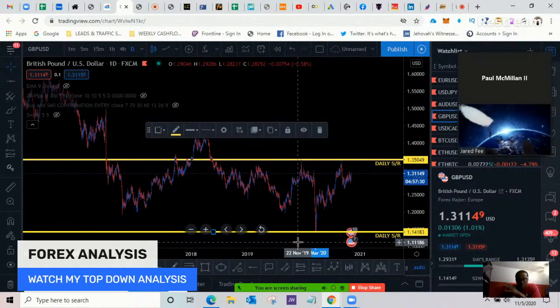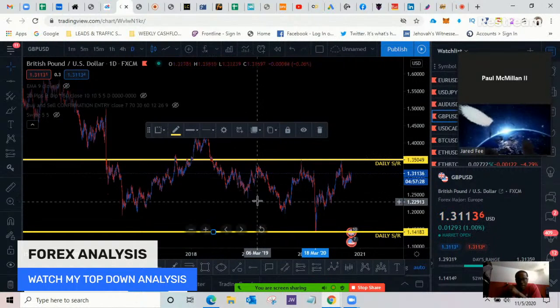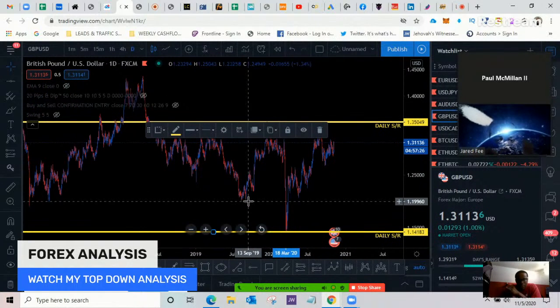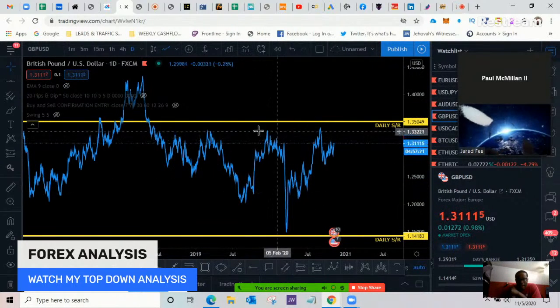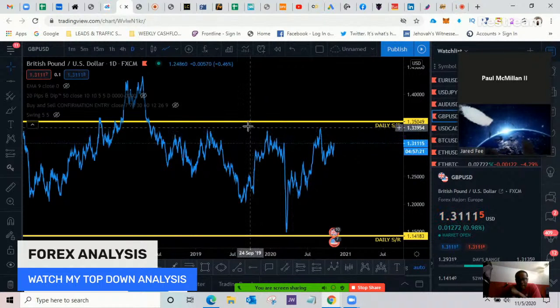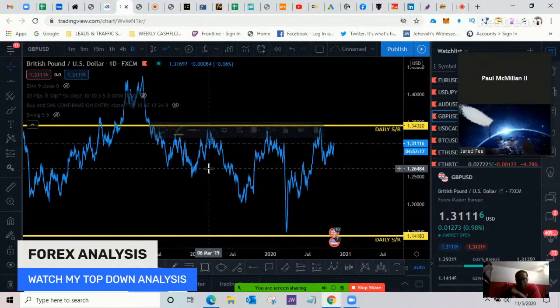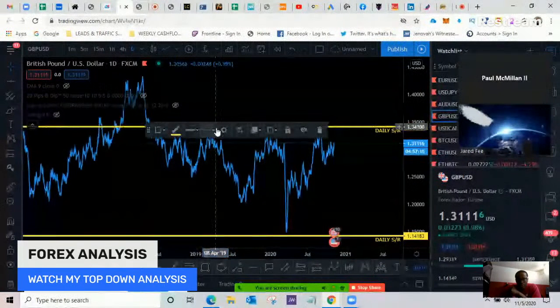So now that we have identified that on the daily time frame, now we need to see what price is doing on the 4 hour. We're going to switch to the line chart, because the line chart can actually help you draw your horizontal lines a lot sharper.